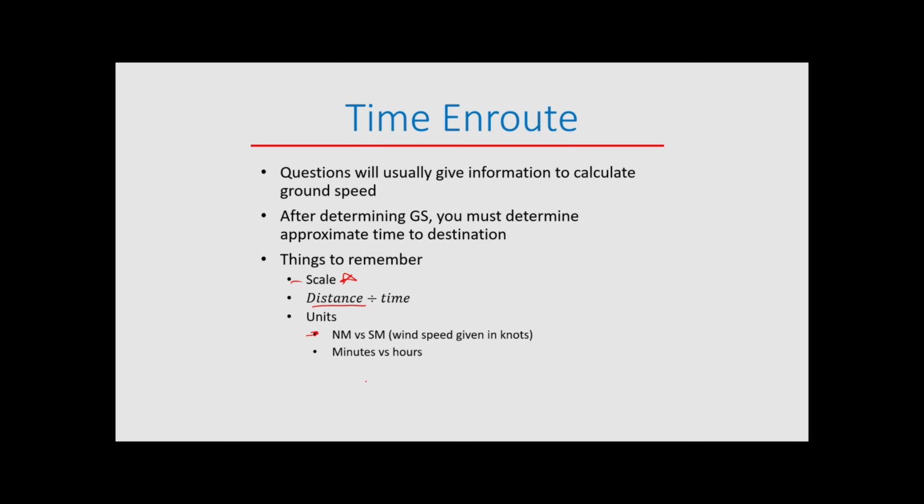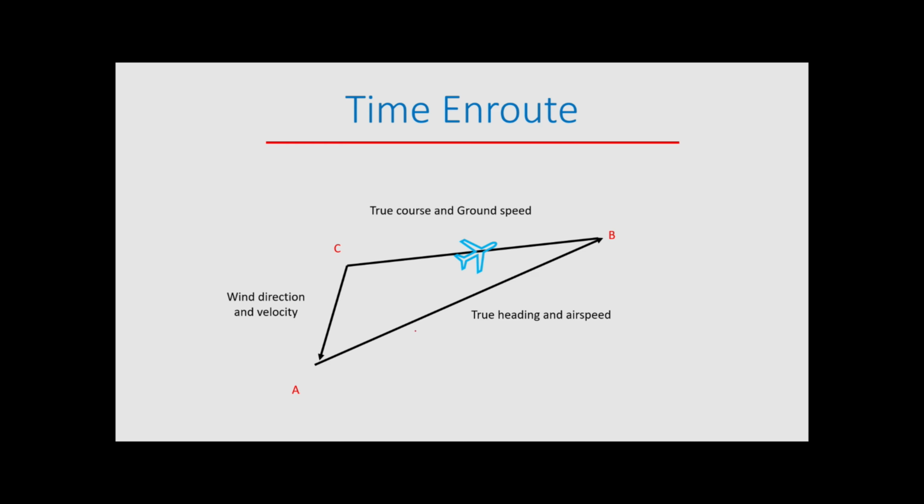Here's our wind triangle. If we are flying an aircraft, and let's say we want to get from point A to point B, this is our true heading and airspeed. So what our nose is pointed at, and the airspeed we're reading off the airspeed indicator. Our wind is going to push us off course. So this is our wind direction and velocity. And so our true course and ground speed will be this part of the triangle here. So we want to fly this line, but we're actually flying this line because of the wind pushing us off course.